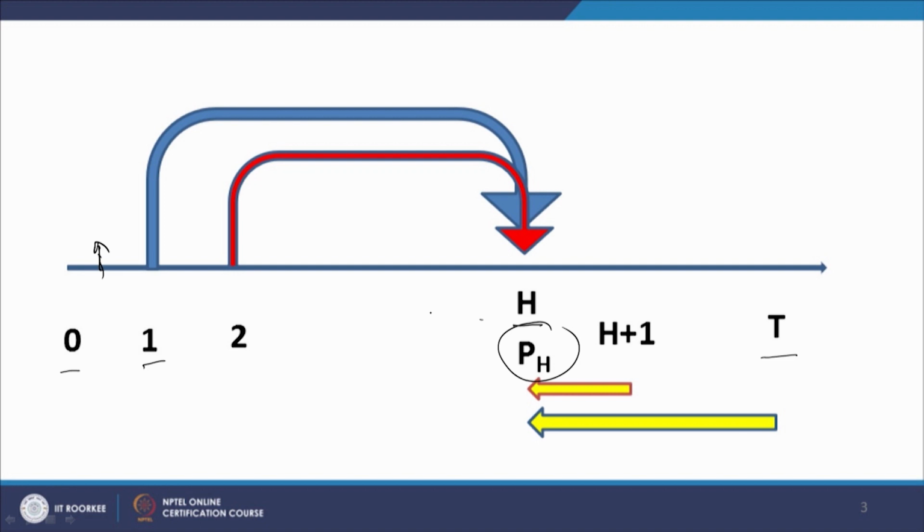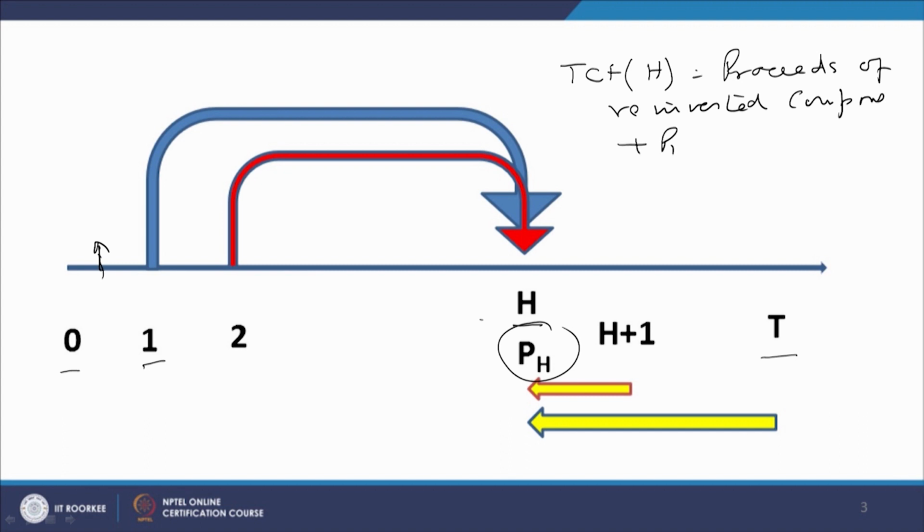So, keeping that in mind, the total cash flows that you are going to get, let me call it TCF, at the point H will be equal to proceeds of reinvested coupons plus P H. Obviously, the higher the reinvestment rate, the higher would be the proceeds of the reinvested coupon, and similarly, suppose this rate takes a downswing at this particular point, the reinvestment proceeds will also decrease, because we assume that the reinvestment is made at the market rates.